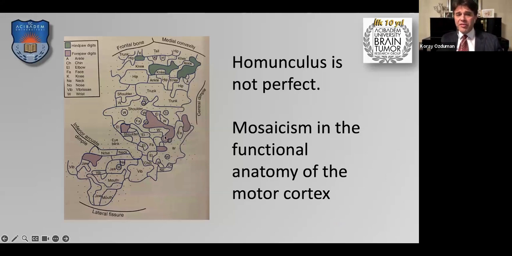In cats, you're seeing the example here, the hip is located here, the hip might be located here, the hip might be located here. So it is not a continuous map of a homunculus. It has small portions that are doing functions that are related to each other. So this is called a mosaicism of the neocortex.